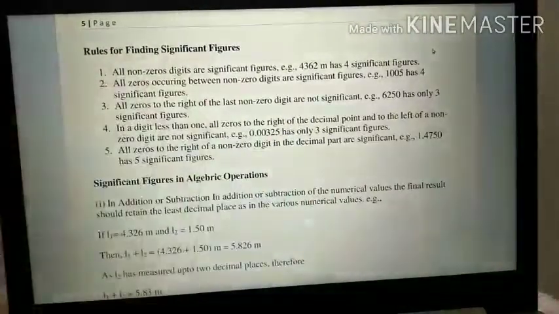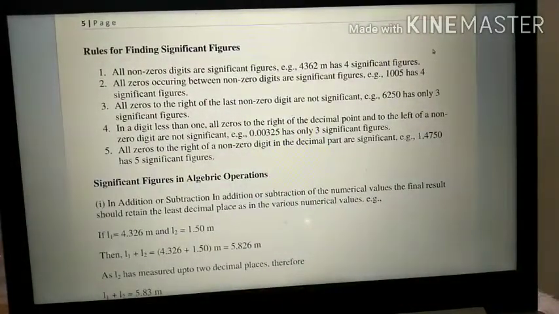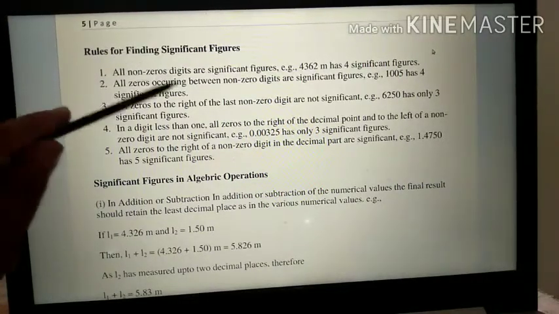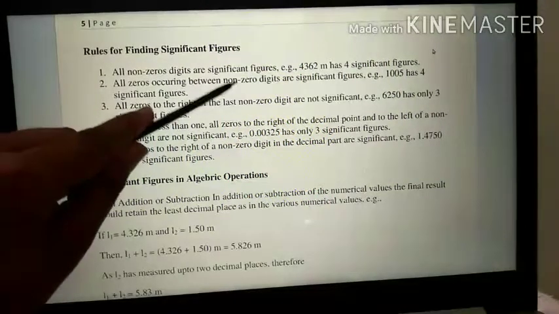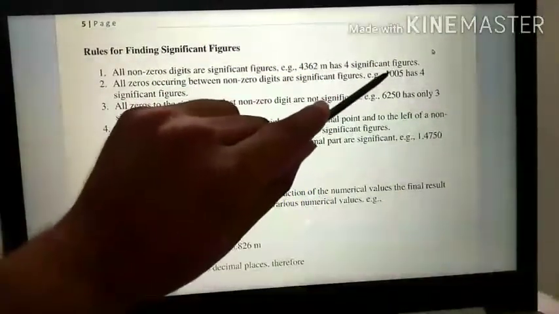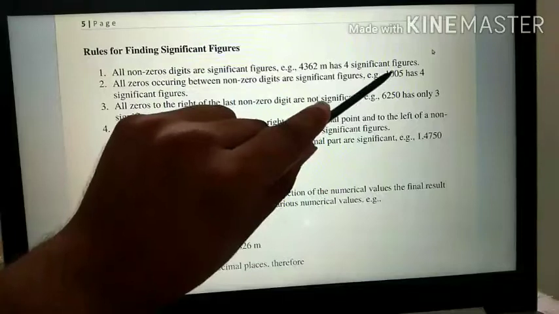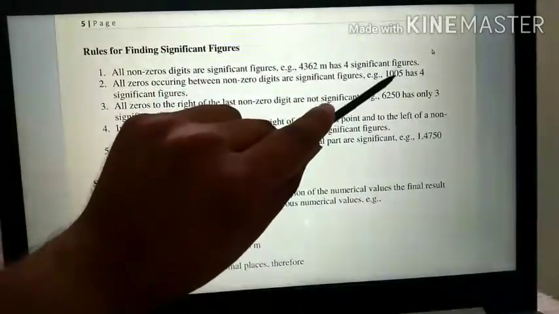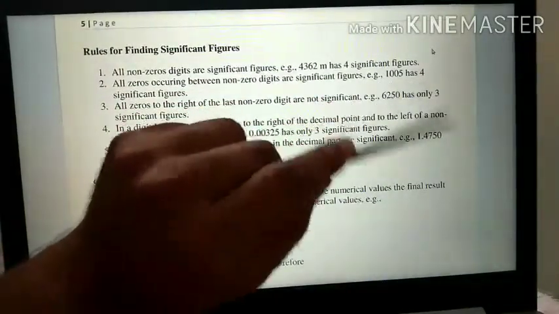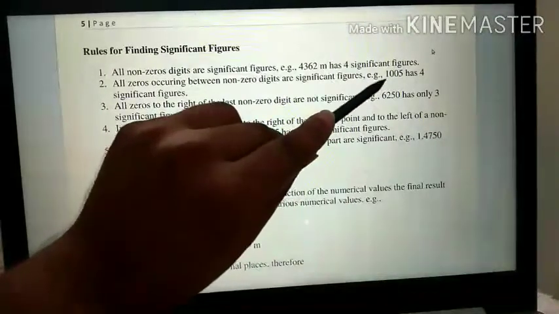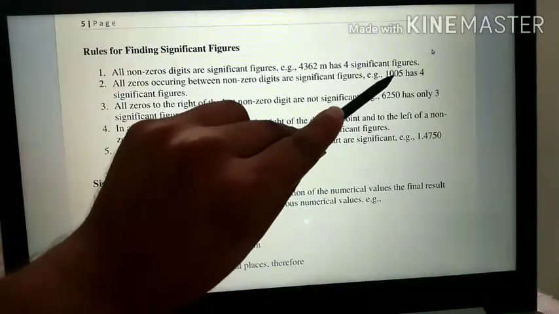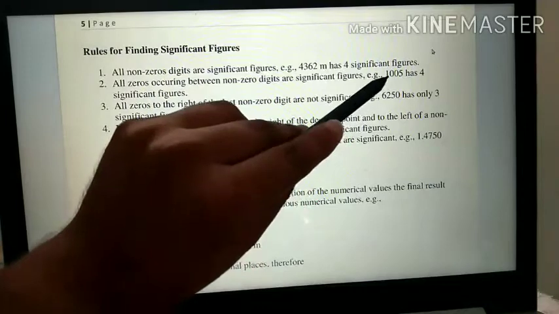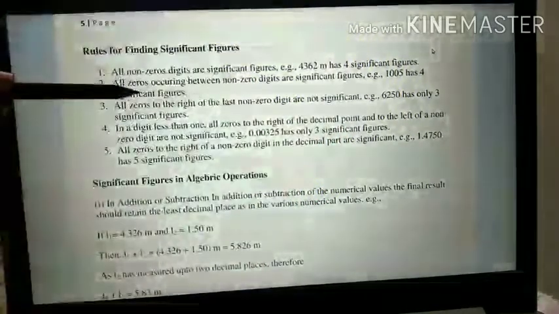Okay. Then second, all zeros occurring between non-zero digits are significant figures. All zeros occurring between non-zero digits. Okay, so in the example we have the number 1005. So 1 and 5 are non-zero digits, and in between the non-zero digits there are two zeros. So here we consider 4 significant figures.